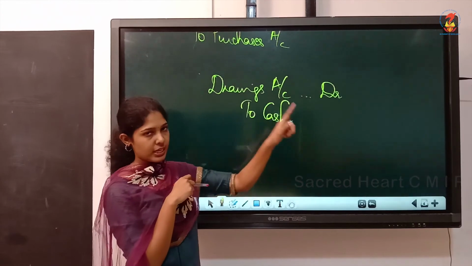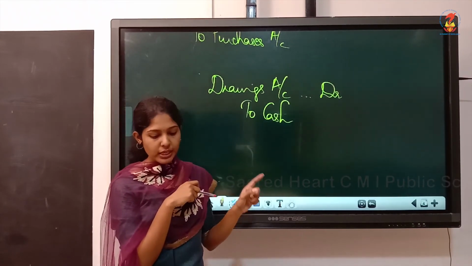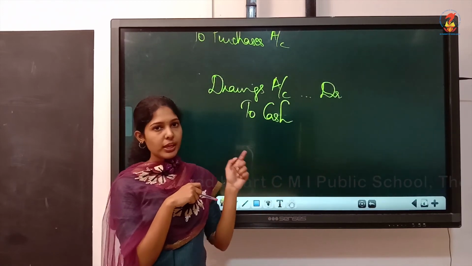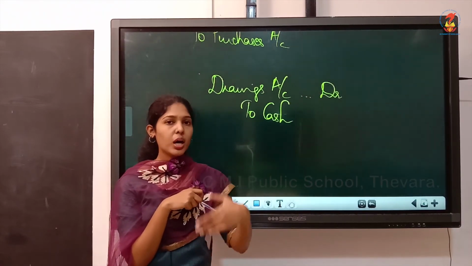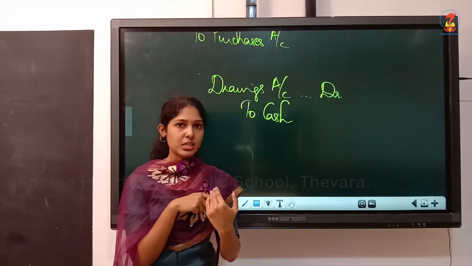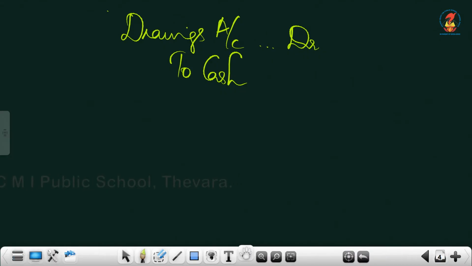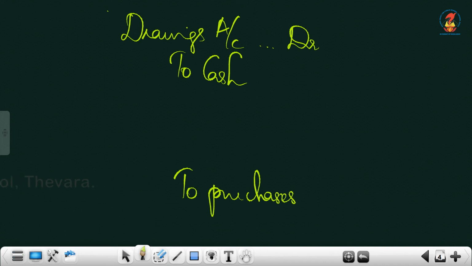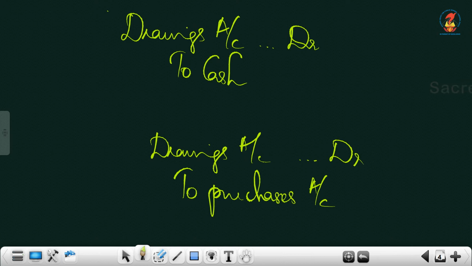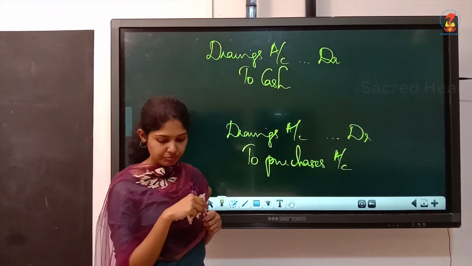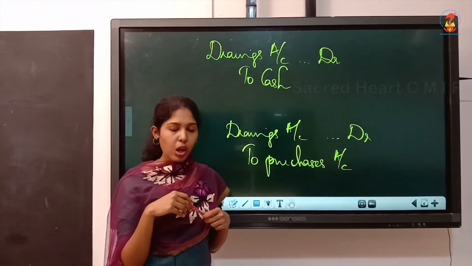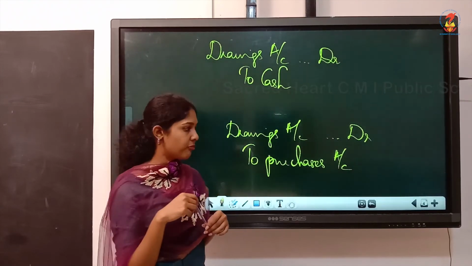First subhead is drawings in cash. Second subhead you write drawings of goods. When the owner withdraws some goods from the business, what is moving out from the business? Instead of crediting cash, we will credit the goods. Goods account means the purchases account. And what will you debit? The drawings account we have to debit. So it is drawings account debtor to purchases. Understood?